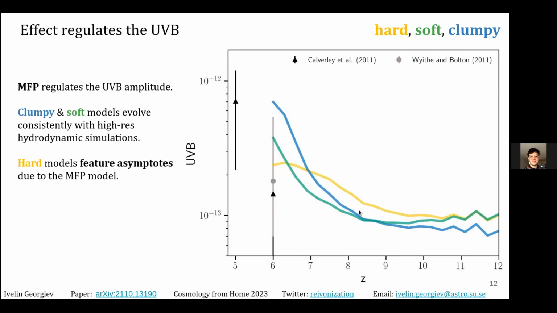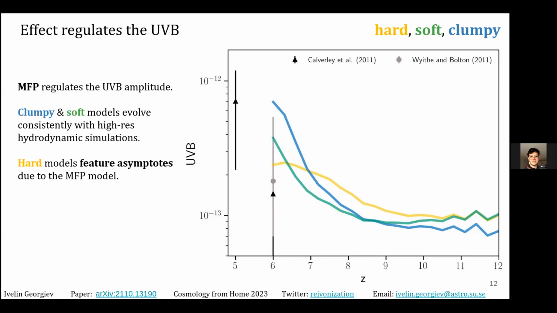And you can see some measurements exist at a redshift of 6 and a redshift of 5. Usually the common conception was that the universe ionized at redshift 6. Now with more data coming in, suggesting that it might be closer to 5.3, that motivates us even more to accurately model how the UVB, the ultraviolet background of ionizing photons, evolves.